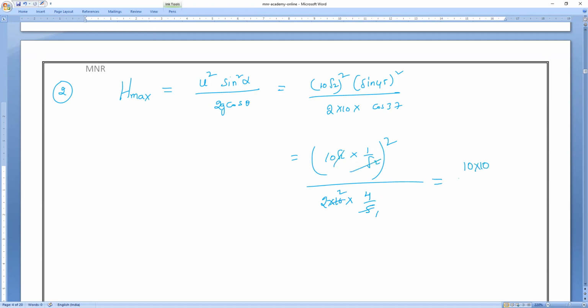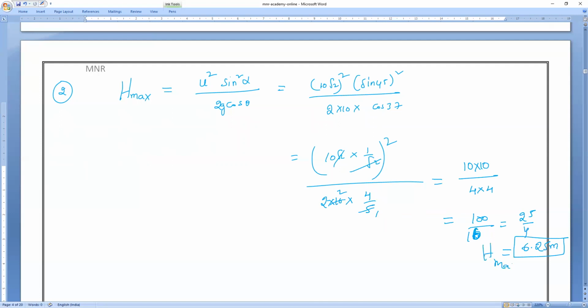10 square means 10 into 10, divided by 4 into 4. Am I right or wrong? So the answer is 100 divided by 16, which equals 25 divided by 4, which equals 6.25 meters.